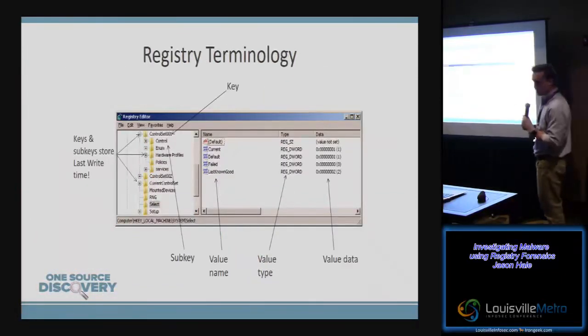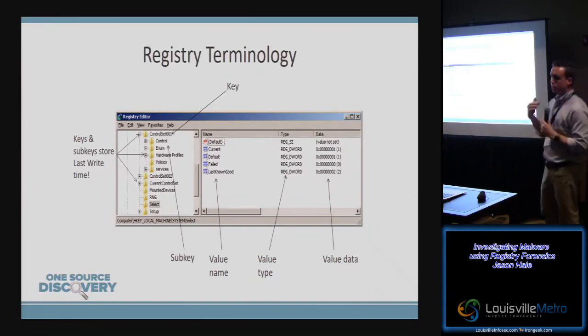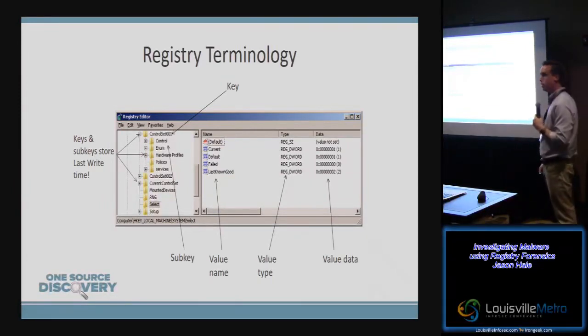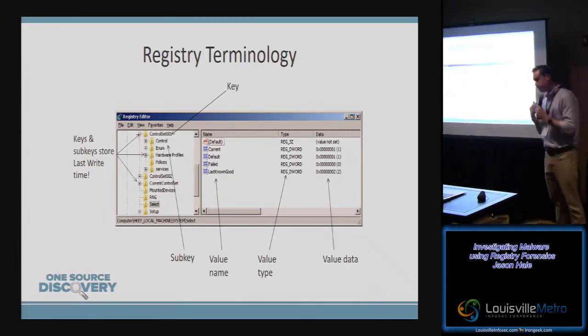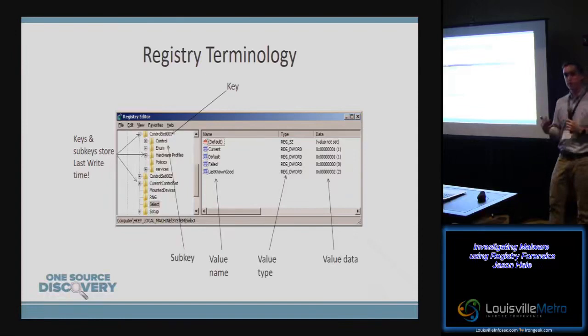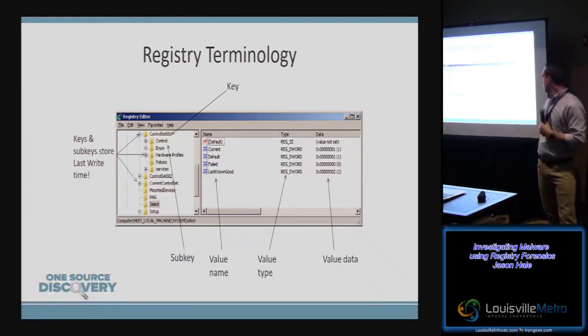All right, so just to go over some quick terminology here so that everything makes sense as we're talking about it throughout. The registry essentially is composed of keys, subkeys, and values. You can equate that to the idea of folders, subfolders, and files in a file system. A registry key may contain either subkeys or values.